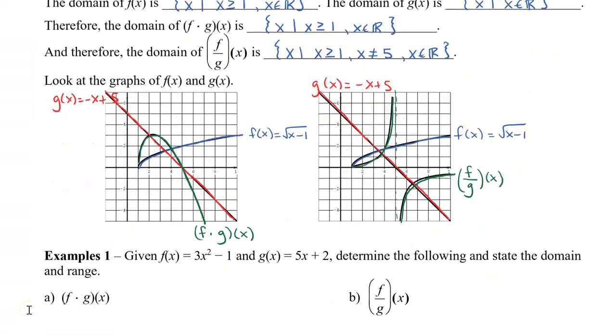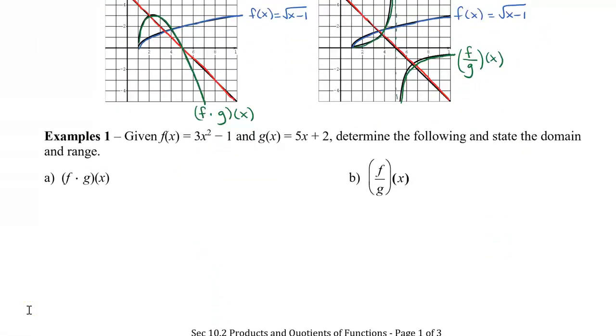Let's take a look at another example. So here we have f(x) equal to 3x squared minus 1, and g(x) equal to 5x plus 2. So let's find (f times g)(x) and (f divided by g)(x), and also state the domain and range. So recall that we can take this to be f(x) times g(x). So this means that we can take 3x squared minus 1 and multiply that by 5x plus 2.